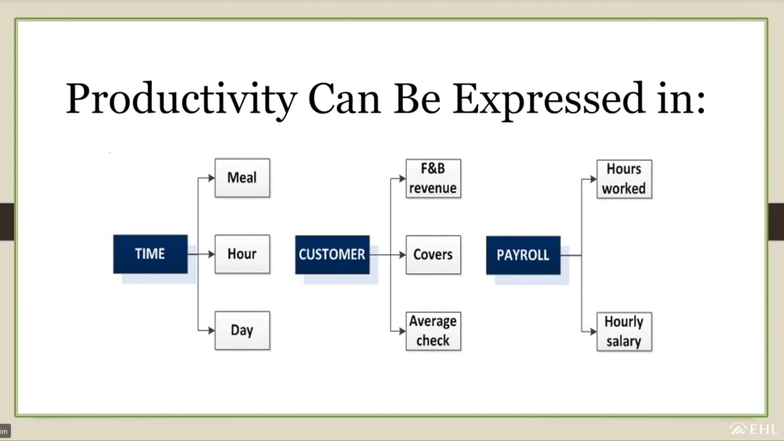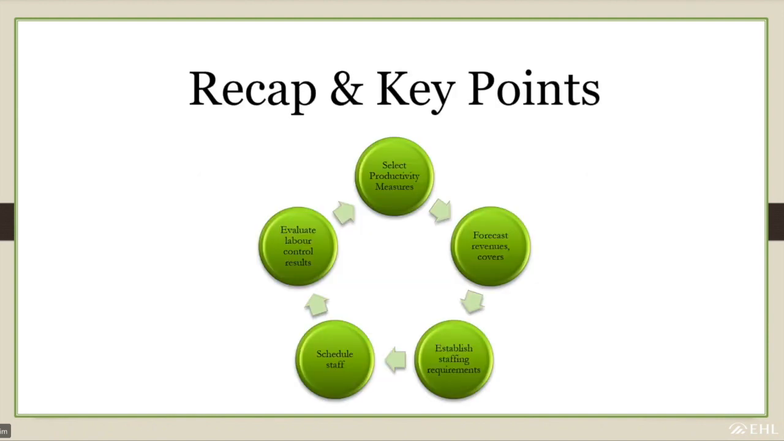Productivity can be expressed in different terms. F&B revenue covers and average check for customers, how productive the customer is in this case. The payroll is hours, can also be hourly salary, and so on. So select productivity measures, forecast revenue, orders, establish staffing requirements, schedule staff, and evaluate labor control results. This is just basically what you need to do to calculate the productivity and then forecast, plan your staff, and then redo the whole thing just so you have the basic control over everything.